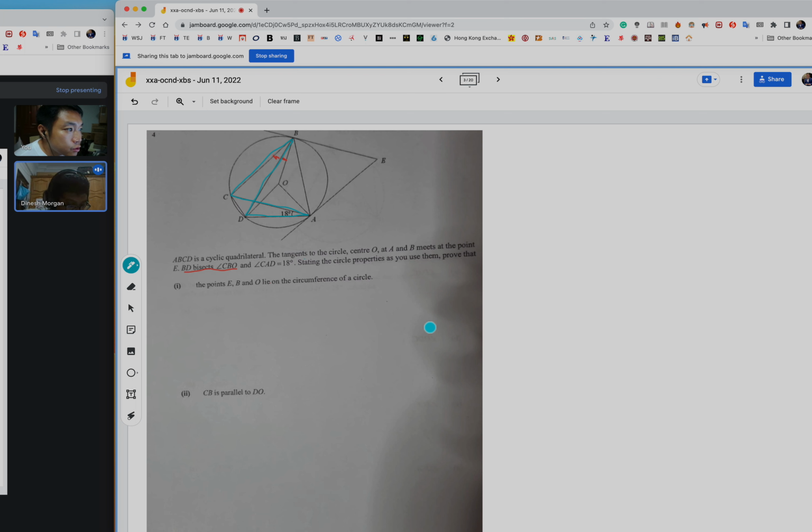Okay, so I can use the angles in the same segment, right? That will give me 18. And this is 18 as well, right? That's how you can start this question.